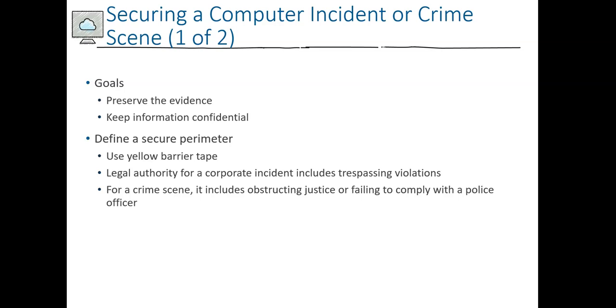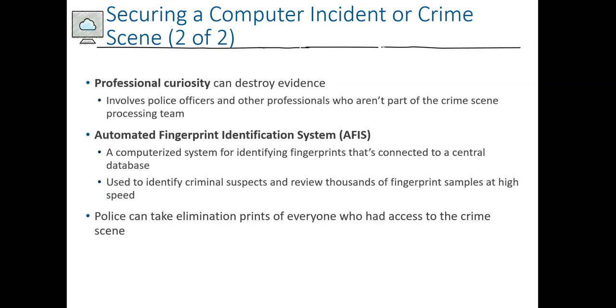Also, when you are securing a computer incident or crime scene, your goals are to preserve the evidence, keep the information confidential, and use yellow barrier tape. Also, you need legal authority for a corporate incident, including policy violations. Professional curiosity can destroy the evidence, because it involves police officers and other professionals who aren't part of the crime scene processing team. So someone who is not part of the team can destroy the entire case.